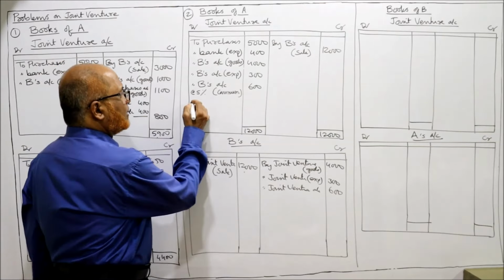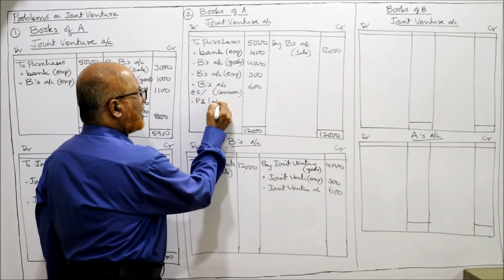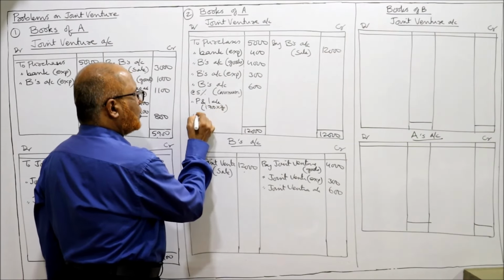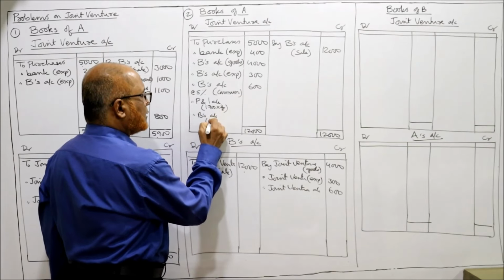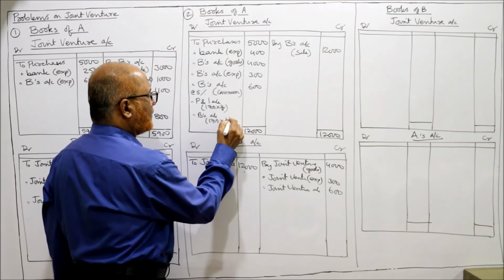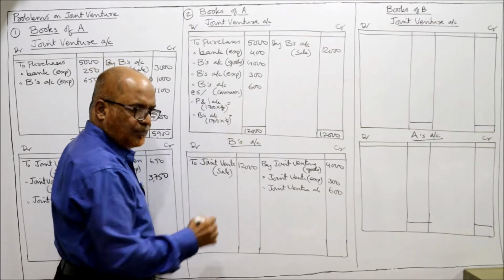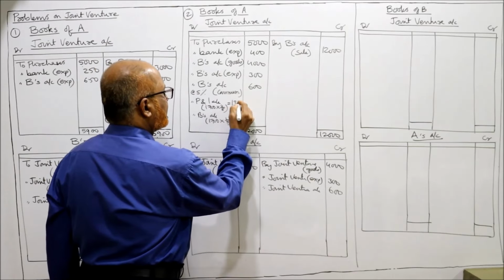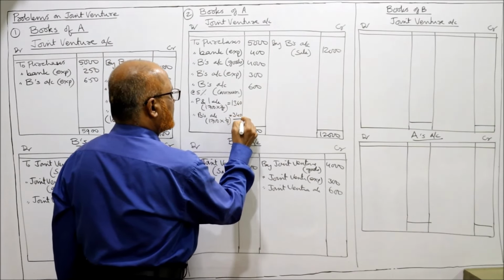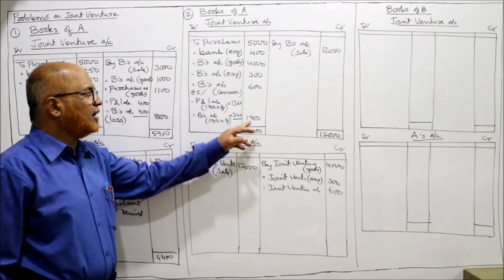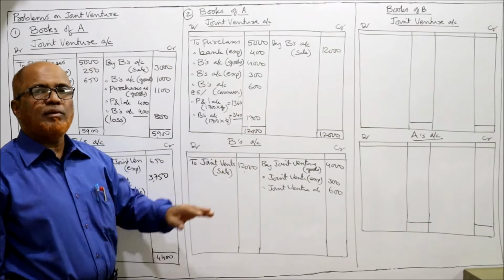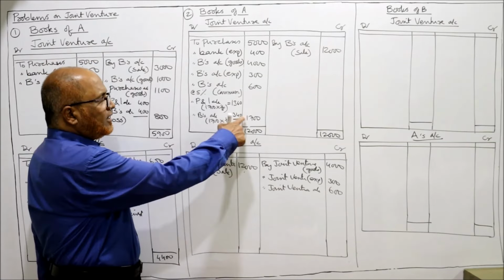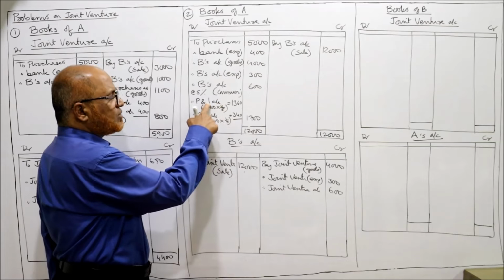Now this profit will be shared. P and L account: 1,700 into 4 by 5. B's account: 1,700 into 1 by 5. That comes to 1,360 and 340. Total is 1,700. 1,700 rupees profit we are getting. This profit will be shared by both the co-ventures in the ratio of 4 by 5, 1 by 5. So 1,700 into 4 by 5, 1,360. This will transfer to P&L account.